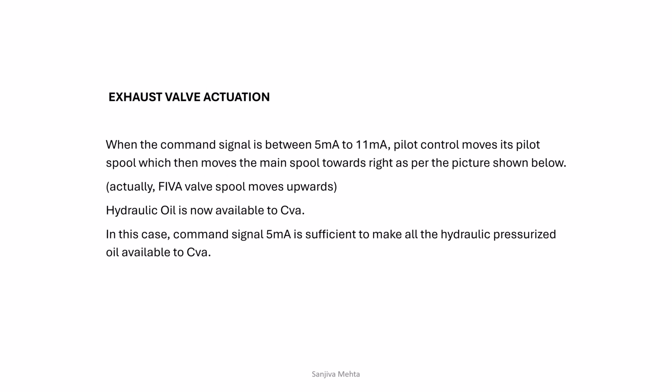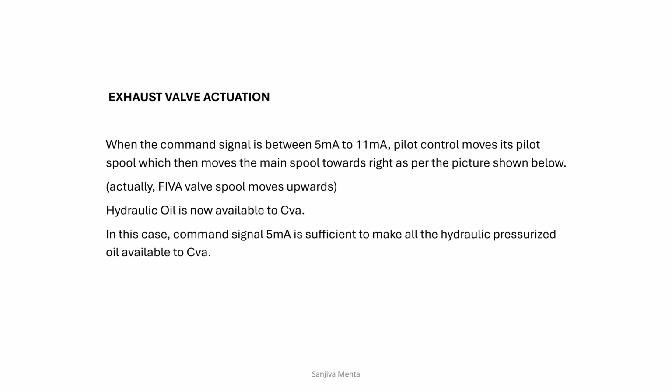When the command signal is between 5 milliamps and 11 milliamps, not 4, 5 to 11, the pilot control valve moves the pilot spool, which moves the main control spool downwards. I told you upwards earlier, but actually downwards. Sorry, this is a mistake. It's downwards. Hydraulic oil is now available to CBA.